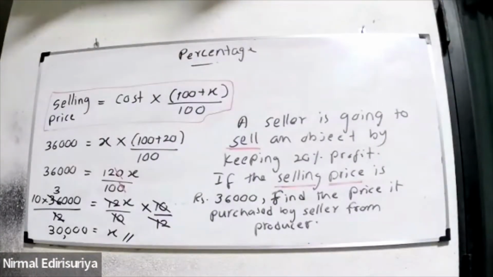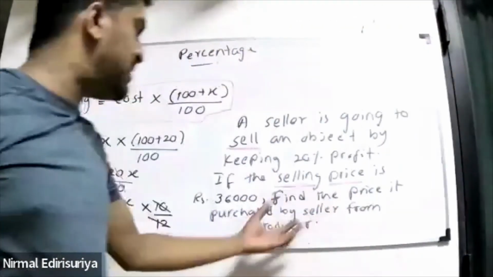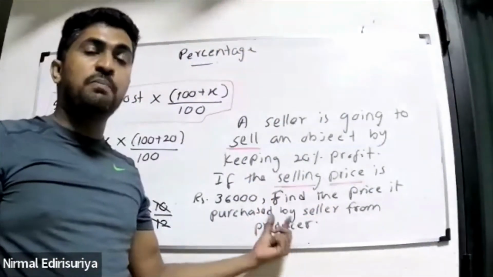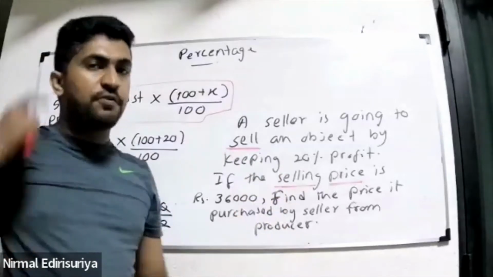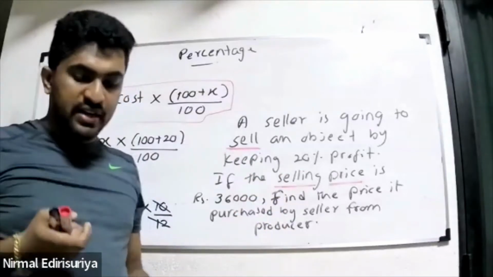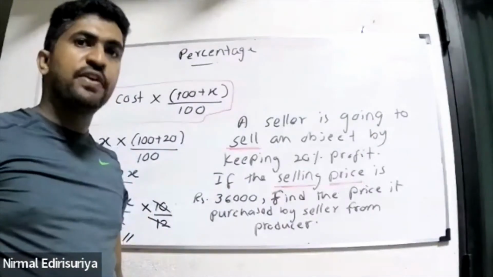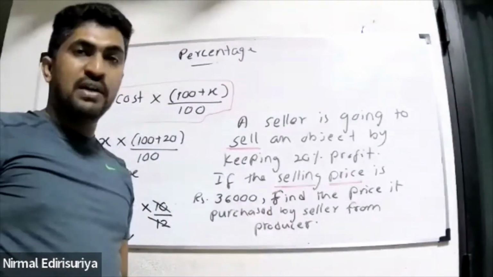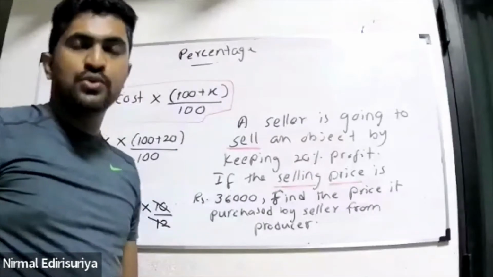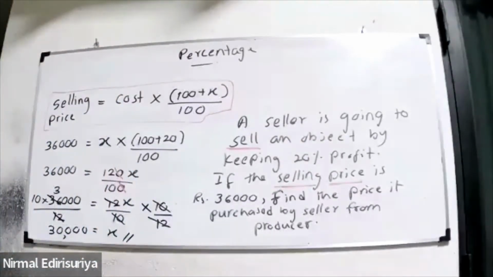Denuka? Ask if you have any problem. Oh, your profit taken as 6,000. How is that, Denuka? I asked you what is the price that the seller purchased it from the producer. I didn't ask the profit. I asked you the purchasing price, the cost. Got it, Denuka?